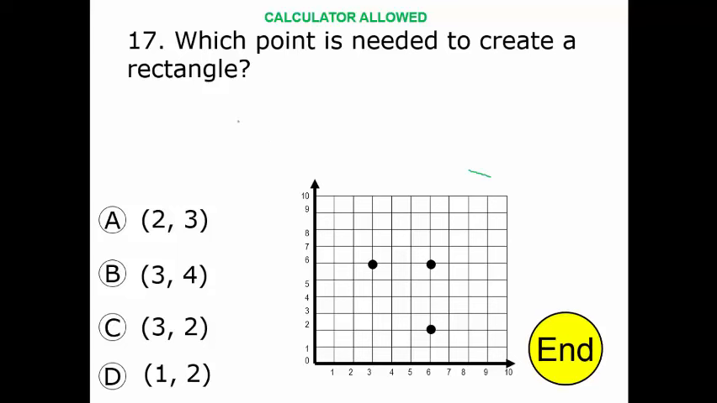Alright, which point is needed to create a rectangle? I'm assuming you all know what a rectangle is, so the point goes about right there. We just need to figure out which one of those points represents that. The only trick here is this is the x-axis, this is the y-axis. You always start with your x coordinate first and your y coordinate second, so this would be 3, comma 2, which is our choice, C in this case.